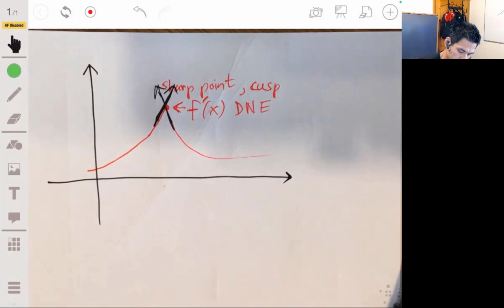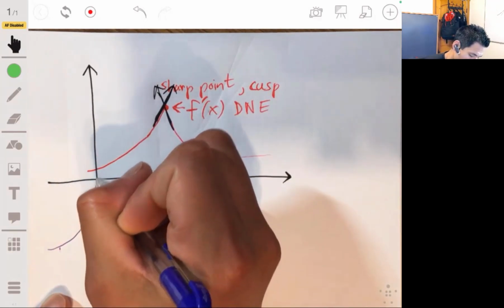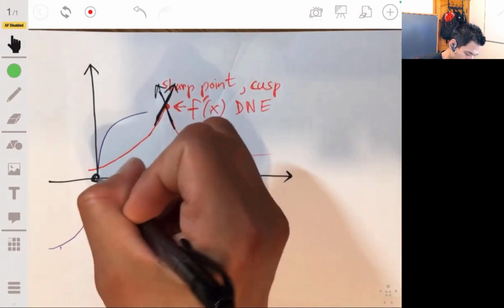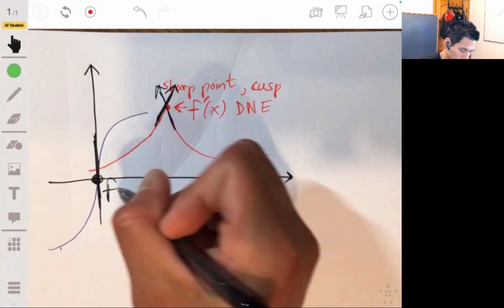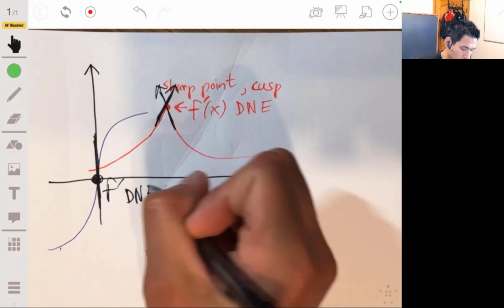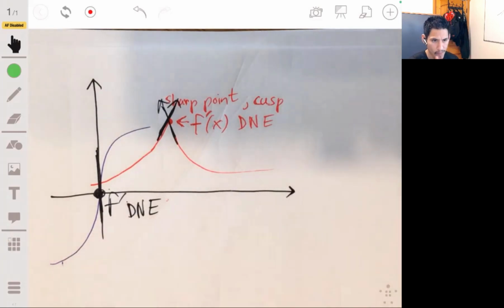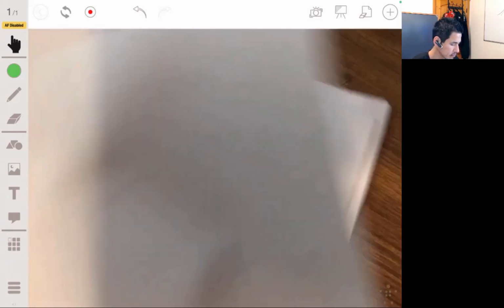They also fail to exist on graphs with a vertical tangent line. So something like this. At the origin, you would have a vertical tangent line. So f prime of x would not exist there at the origin. That would be like the cubic function, that sort of thing. So know where derivatives fail to exist.